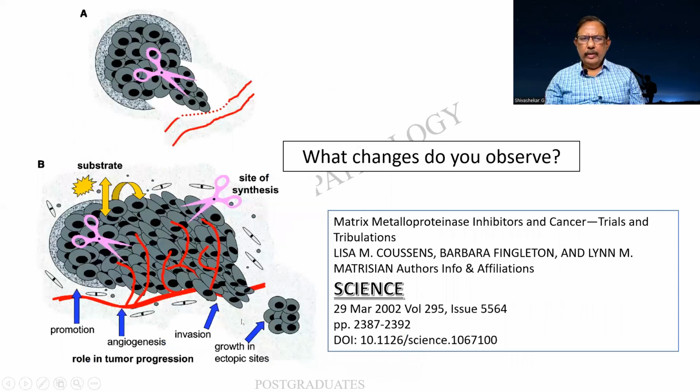That is shown over here. So there's a tuft of tumor cells which are about to invade, but then see what is actually happening. There is a substrate over here that is being scissored, as a result of which these cohesive cells are being broken up into small ones. At the same time, there is the promotion of angiogenesis. The red lines are the angiogenesis. And finally, there is an invasion of the tumor cell and it can grow at ectopic sites. It's a beautiful article. I would like you to kindly go to this reference.